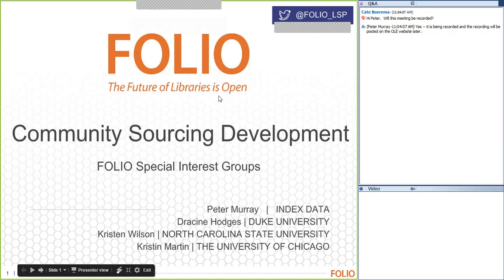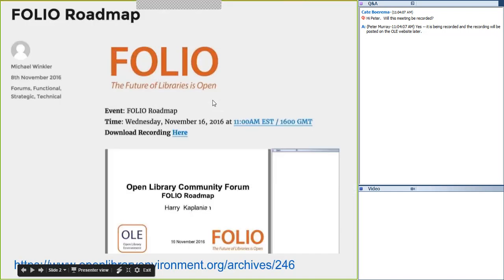Okay, thank you for that welcome, and let me add my welcome to today's FOLIO Forum on Special Interest Groups and how you can get involved in the FOLIO project. In some respects, we thought of this forum as a part two after Harry Kaplanian's FOLIO Roadmap Forum from last month. And if you haven't watched it, I encourage you to take a look at the recording on the Open Library Environment website. The URL is at the bottom here.